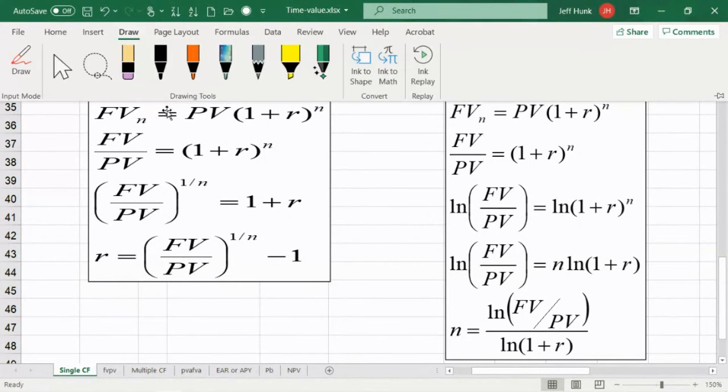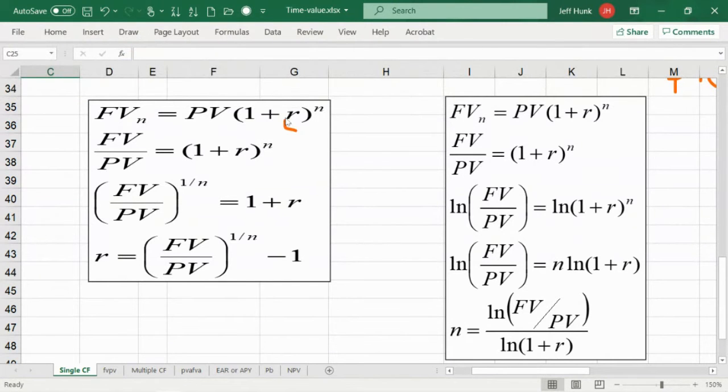And here, our unknown is this, right? This is our unknown. And everything else is known. Future value is known. Present value is known, or principal is known, n is known. Then, how do you solve for r?